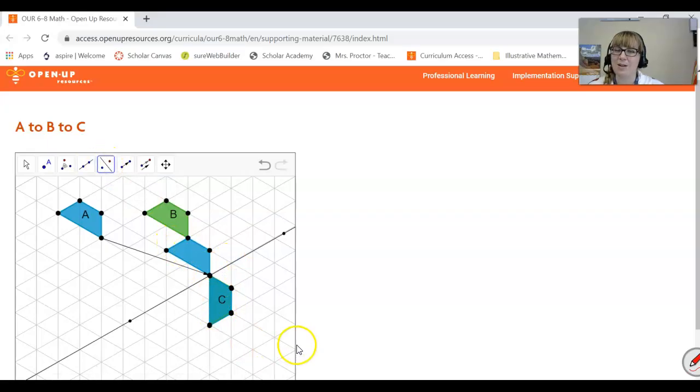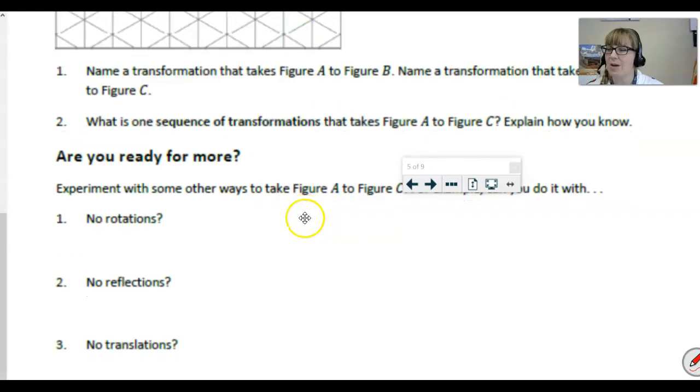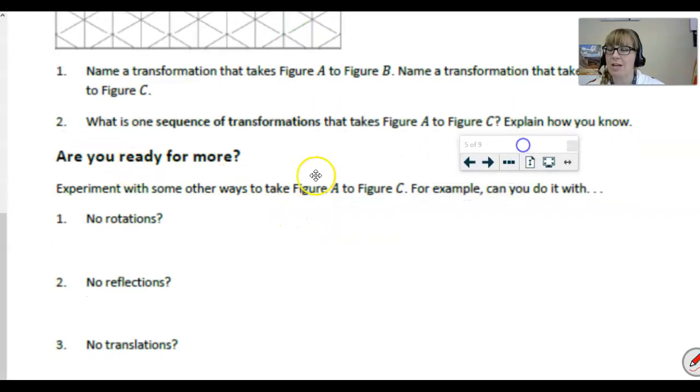And it landed right there on C. I like doing that because we didn't even need to use a rotation in order to accomplish that specific sequence of transformations. Which also gets us ready to the Are You Ready for More? Can we do it without a rotation? I just showed you how you could. Maybe the rotation is the most obvious way, but you can do it through no rotations by just reflecting instead.